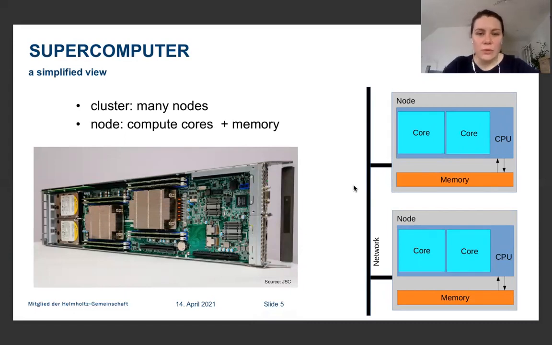On the picture you can see a node of a cluster, but for us a simplified view is enough. A cluster consists of many nodes connected by a network, and inside the node we have several compute cores which have access to local memory. And already from this picture we can see that we need two programming paradigms. We need a possibility to access the local memory, to be able to work with several cores on the memory at the same time, but we also need to be able to access memory of another node, to be able to send messages by a network. And this brings us to two parallel programming paradigms, shared memory and distributed memory.